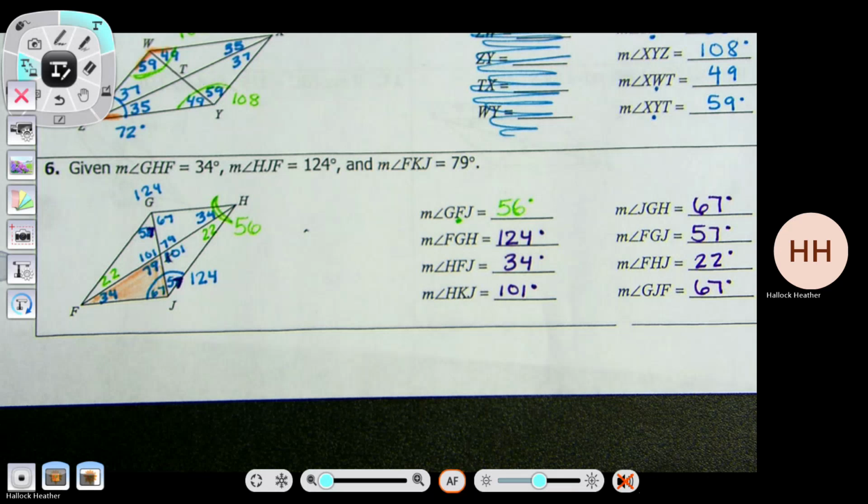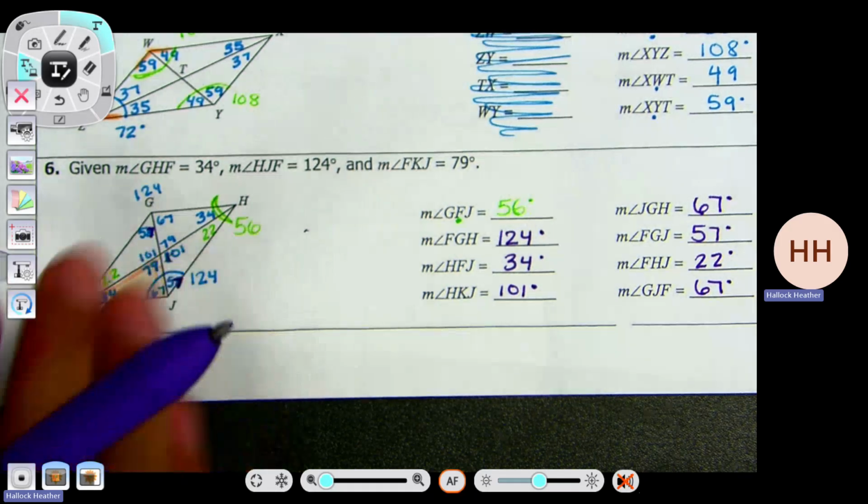How do we feel? Yeah. Honestly, you guys are the only class I did number 6 with. So it's because you guys are big brains. Everybody else is small brains. So let's go to the back.